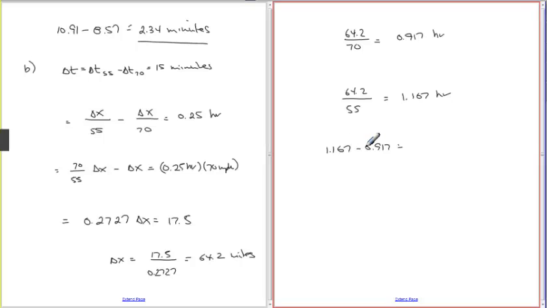And if we take the difference between these two, 1.167 minus 0.917, I get 0.25 hours. And if you multiply 0.25 times 60, there's 60 minutes per hour. So this is hours, this is minutes per hour. Hours cancel out, you get minutes. And a quarter of an hour is 15 minutes. So that's how it works.